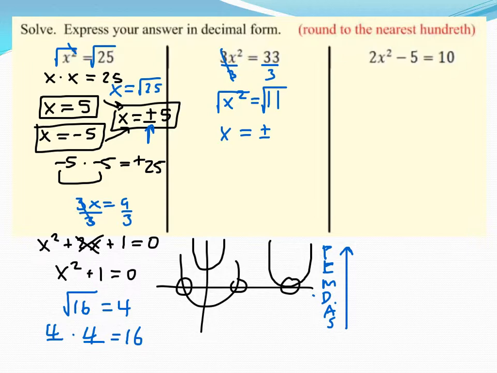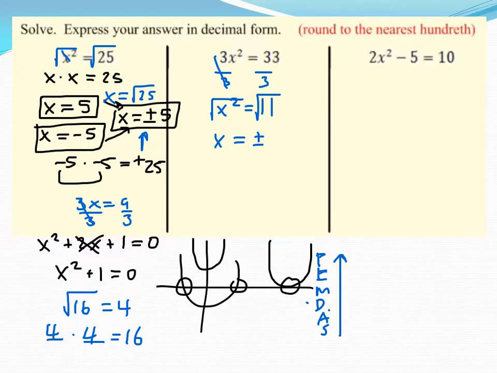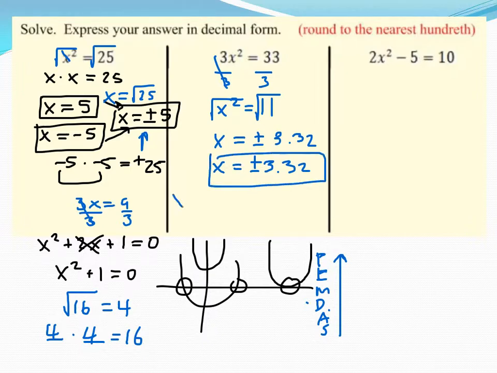Here's where you're going to need your calculator. Plus or minus 3.32. That's just rounding. So that's plus or minus 3.32. Again, that means x equals positive 3.32, and x would equal negative 3.32. But to shorthand that, I can write it as plus or minus. We get my two solutions.